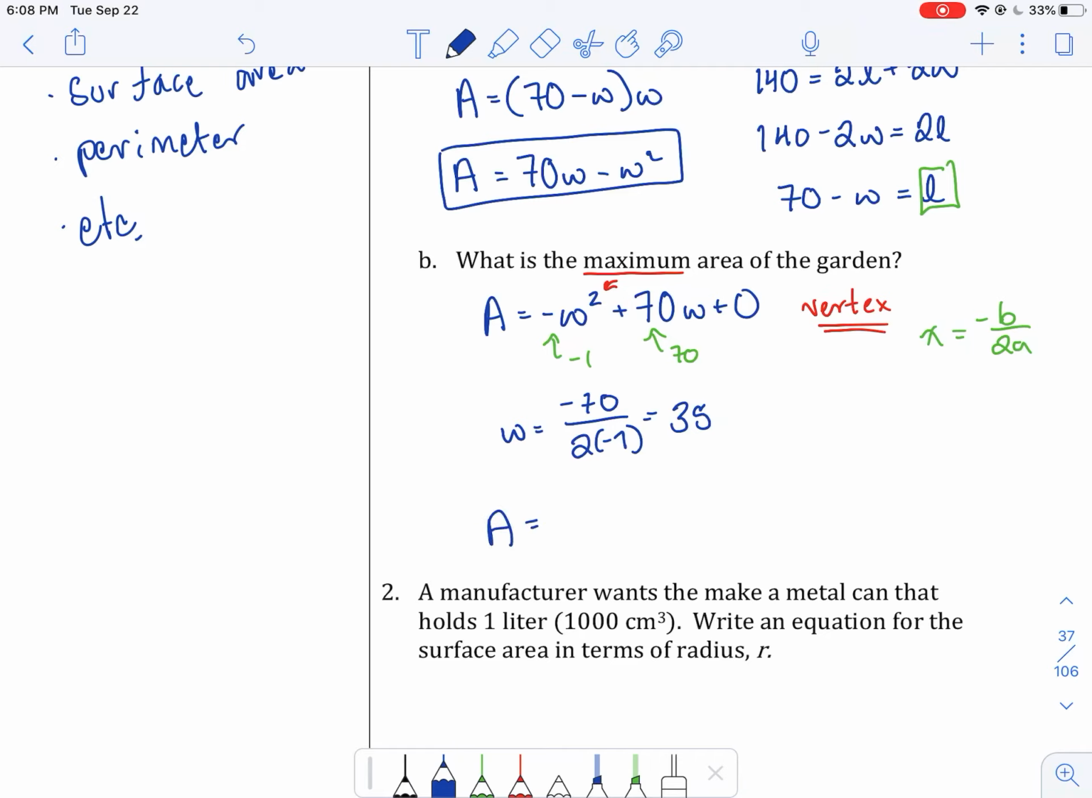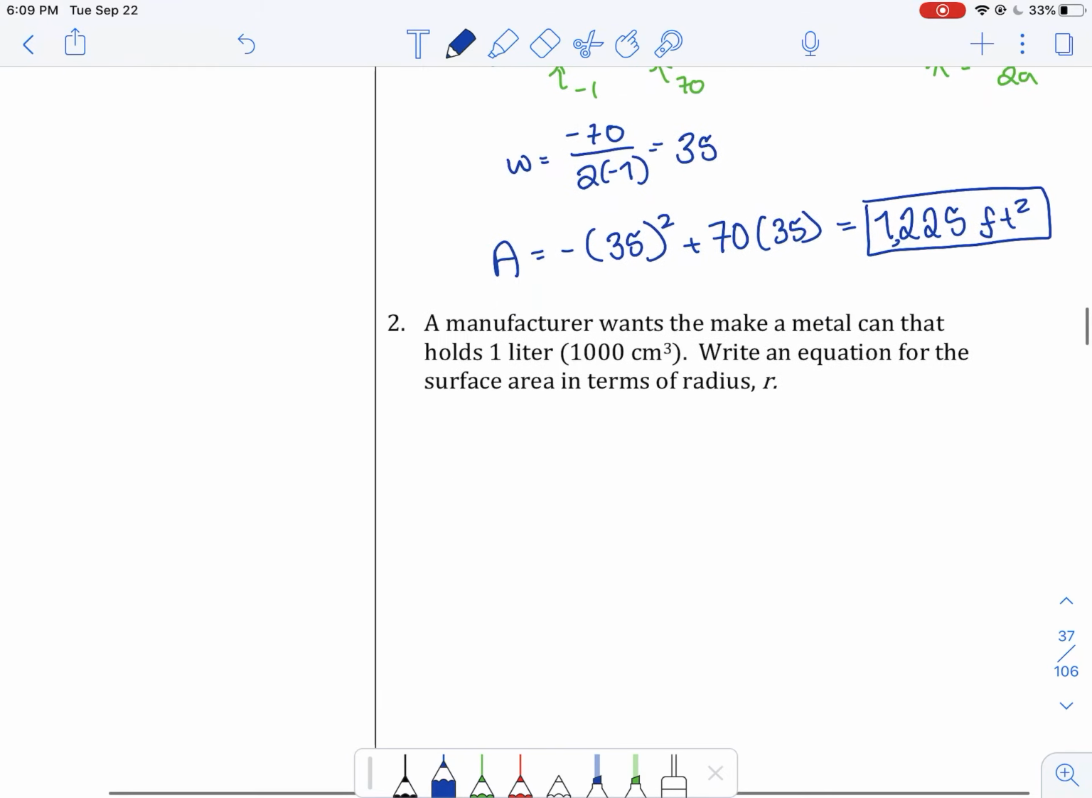The maximum area is then negative 35 squared plus 70 times 35. I'm just plugging it into the formula that we had before. And I used a calculator for this. I think that that's fair. You could do it by hand. It would just take a little bit longer. Is 1,225 feet, and it's squared like so. Now, we did talk in our last lesson about finding the maximum using a calculator, but you don't need to.